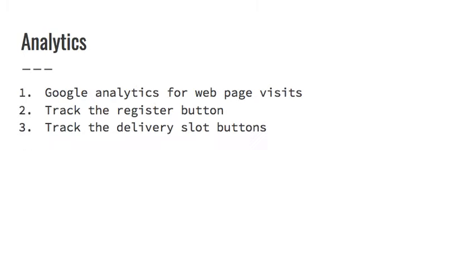And then finally, we need to embed analytics so that we have hard data that shows us how our users are using our products. So in this case, what we're going to do is embed Google Analytics in the website so we can track web page visits, but also track the registration button so we know how many people are visiting the website versus how many people are registering. This also gives us our first conversion ratio. And then we will track the delivery slot buttons. The goal here is to figure out what exactly people's preferences are in terms of delivery options.